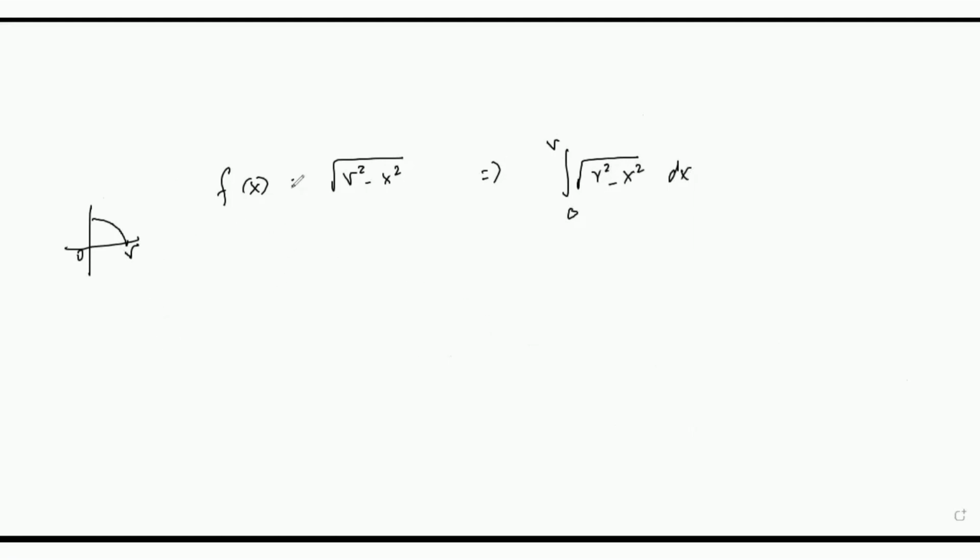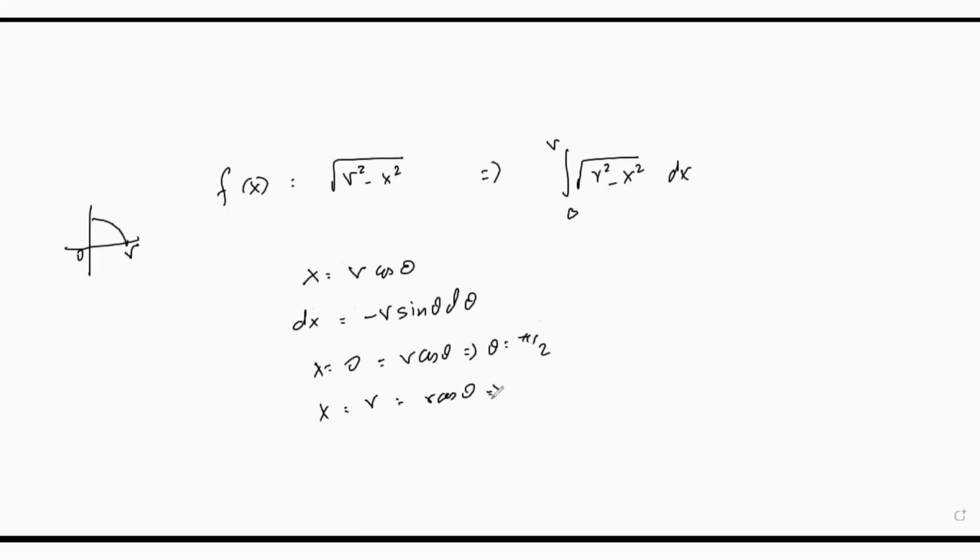Now to solve this integral, we will use the method of substitution, where we say that x is equal to r cosine theta. Then dx will be equal to minus r sine theta d theta. If we calculate the limits, x equals 0 equals r cosine theta means that theta equals pi over 2, and x equals r cosine theta means theta equals 0.